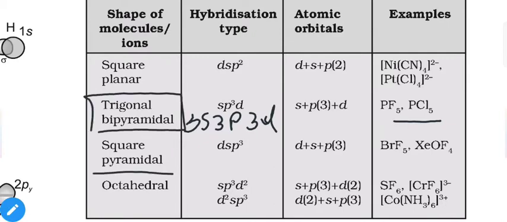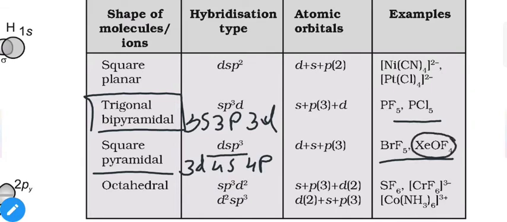Then we have square pyramidal, dsp3, that means 3d, 4s and 4p orbitals will be involved. Examples are BrF5 and XeOF4. Here we have a xenon compound, which is usually non-reactive. Xenon is non-reactive, but if you have strong elements like oxygen and fluorine, which are among the most electronegative elements, then they can even make normal gases reactive, and then they can form bonds with each other.